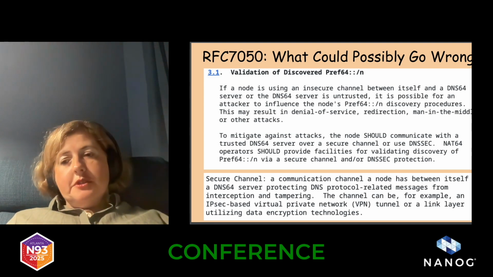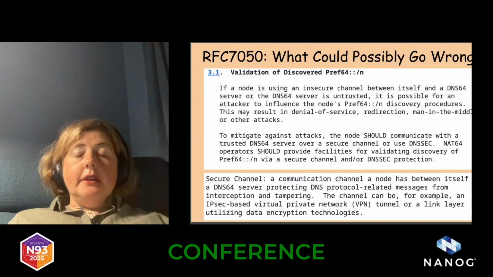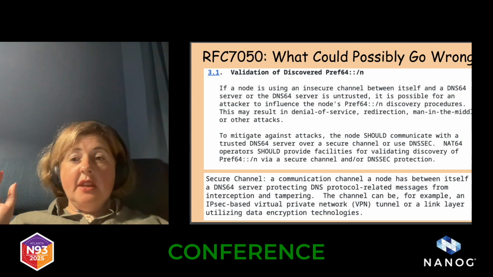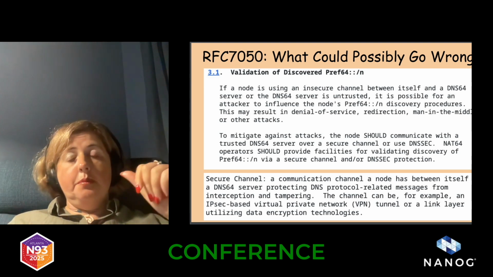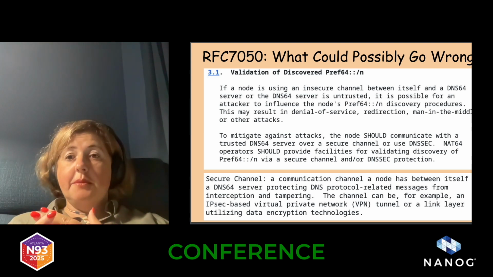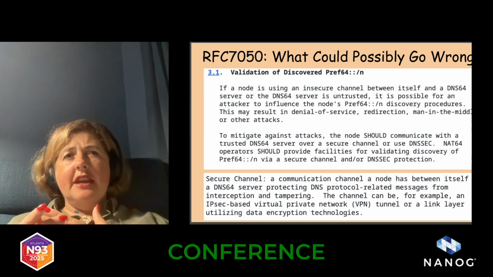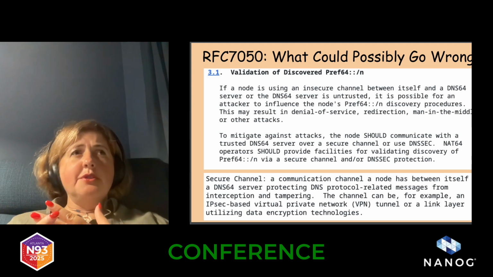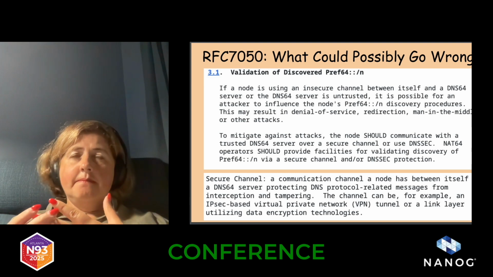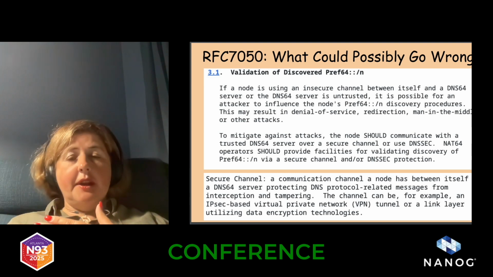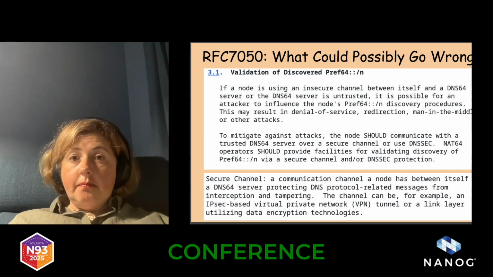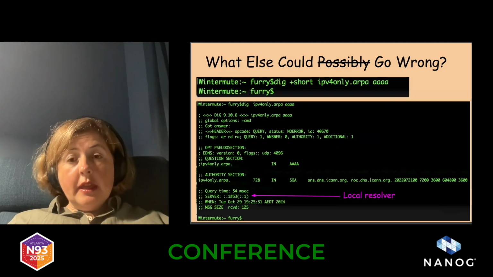Well, one of the proposed mechanisms was to build a secure channel, whatever that means. Like VPNs? Well, I've never seen people using VPNs to talk to DNS outside of maybe enterprise environments. So yeah, it was a bit unclear. And using DNSSEC with RFC 7050 is, well, I would not say impossible, but very hard. I have never seen anyone doing this. So what else could possibly go wrong?